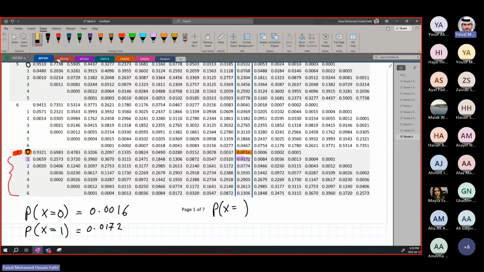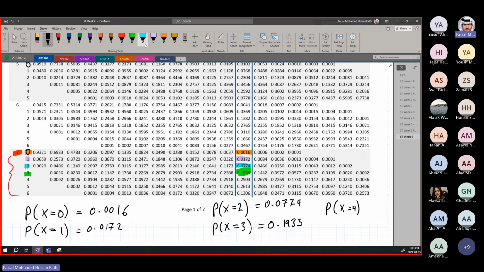Sorry, we didn't even do 2. So x equal to 2. We have to have it in between these blue lines, so it's 0.0774. P of x equal to 3. Same idea, between the lines, it's 0.1935. And the last thing is P when x is equal to 4.